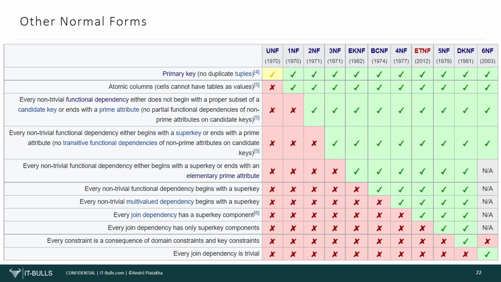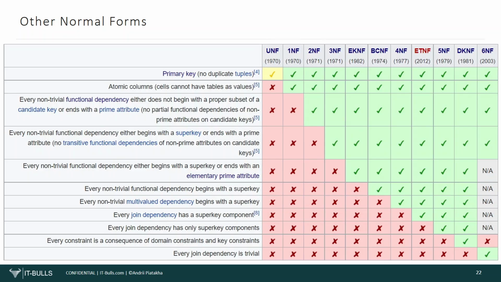Fifth normal form, also known as project-join normal form, is a level of database normalization designed to reduce redundancy in relational databases recording multivalued facts by isolating semantically related multiple relationships. A table is said to be in fifth normal form if and only if every non-trivial join dependency in that table is implied by the candidate keys.